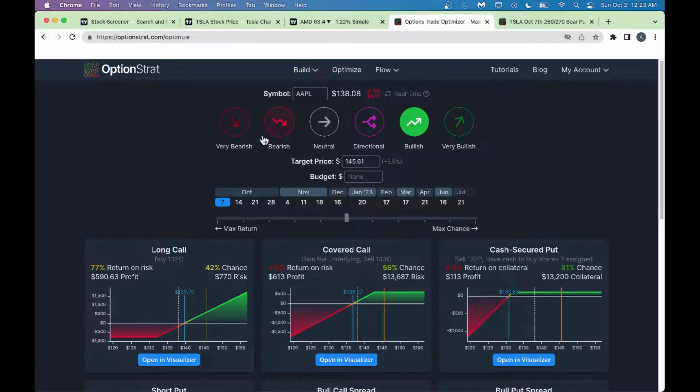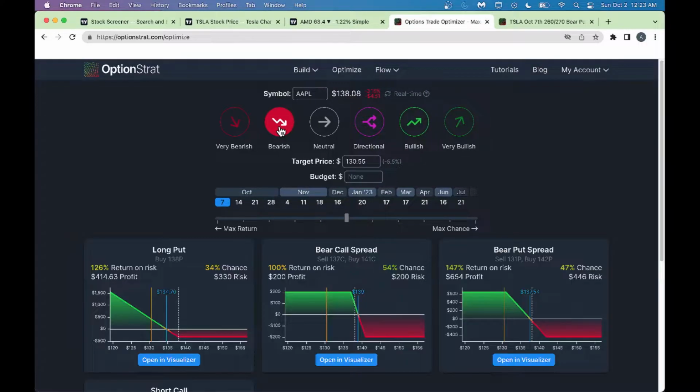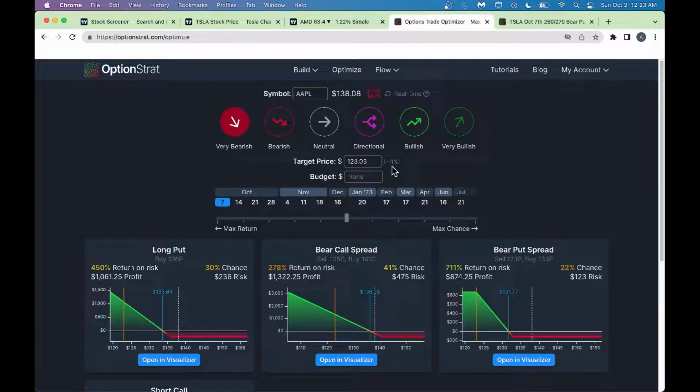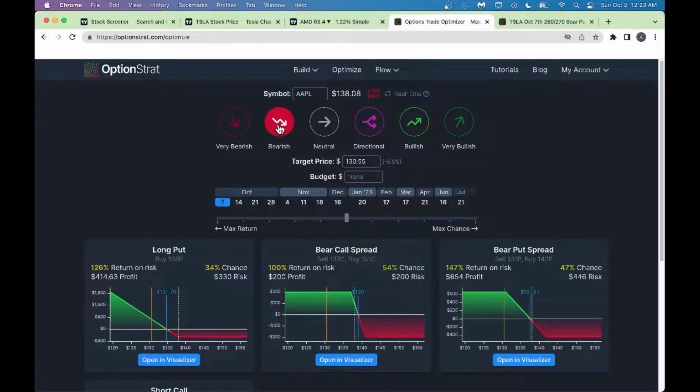I can go here and say bearish. I don't want to be very bearish on Apple. Let's say bearish here. The moment I select bearish, the trading option strategy comes up with the price move here, say minus 5.5%. That's bearish. And if you do very bearish, it's about 18%. If I click on it here, it does about 11% in Apple. I would probably go with the bearish strategy in Apple here.